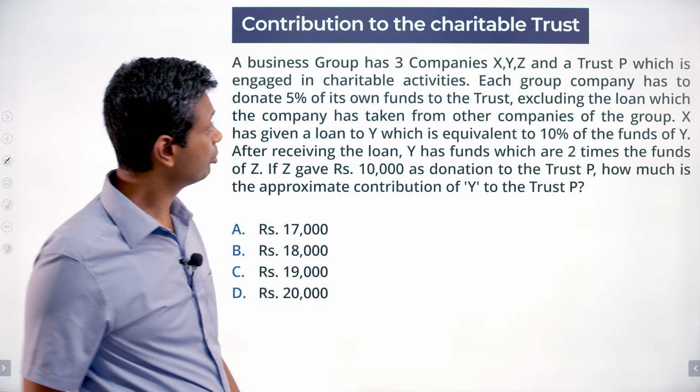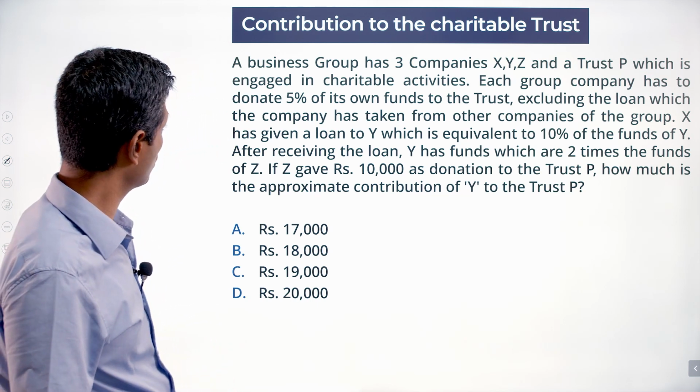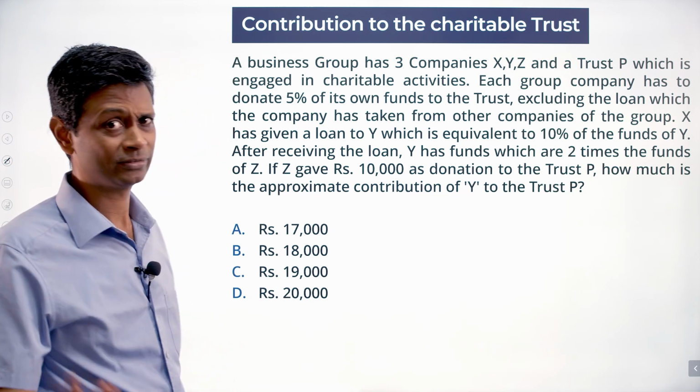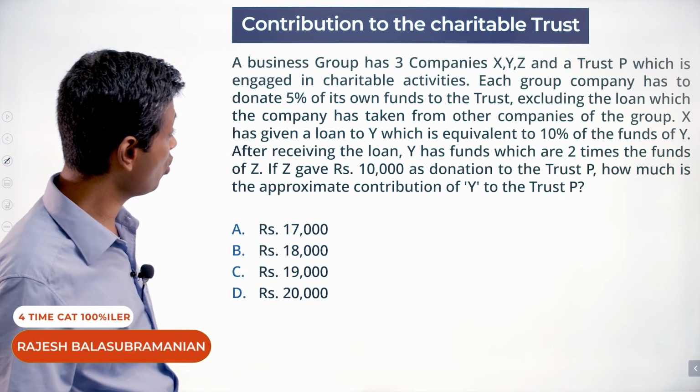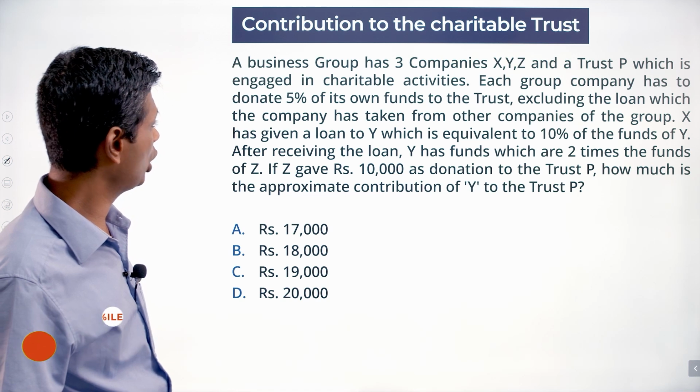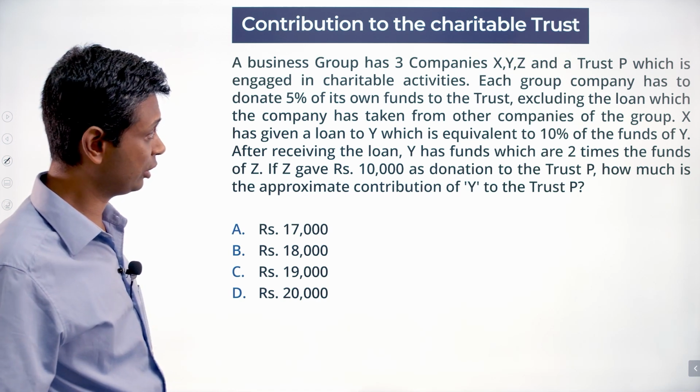A business group has three companies, X, Y, Z, and a trust P, which is engaged in charitable activities, as they do, trust. And each group company has to donate 5% of its own funds to the trust, excluding the loan which the company has taken from other companies of the group.